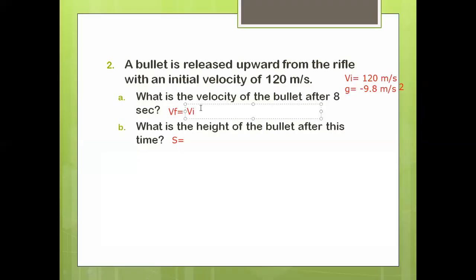We have V equals V sub I plus GT, that's our equation. And V sub I is 120 plus our G value, which is negative 9.8 times our time, which is 8 seconds.